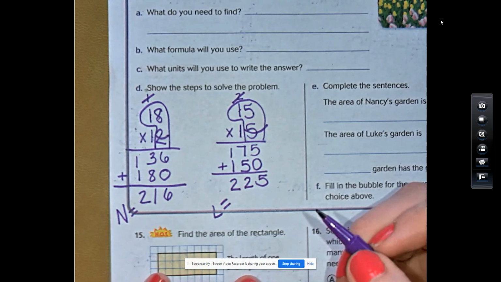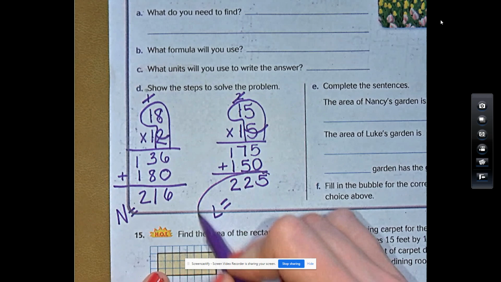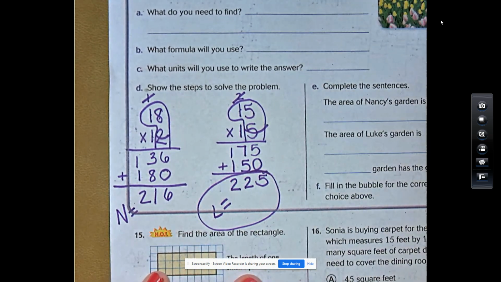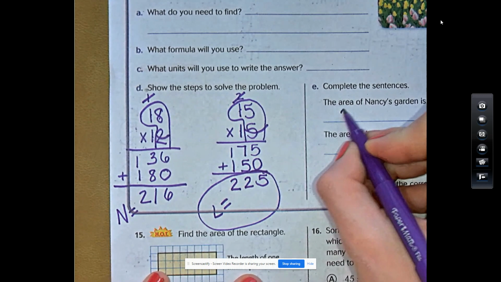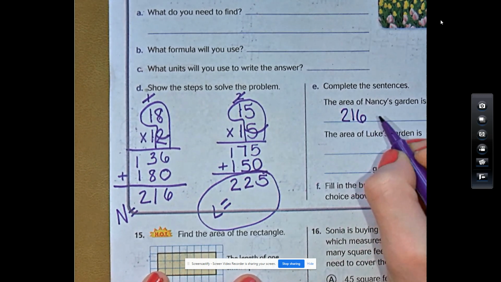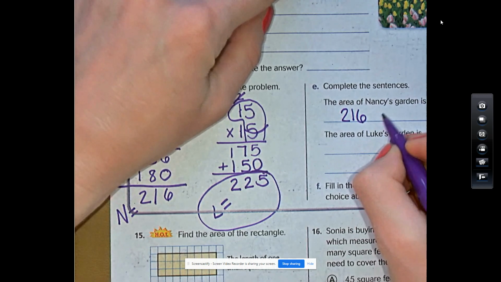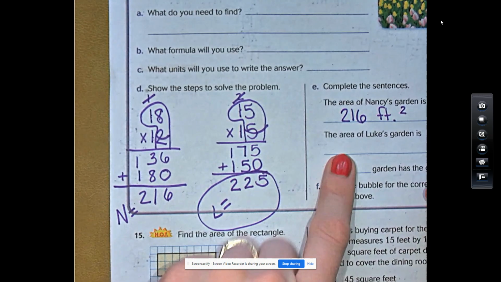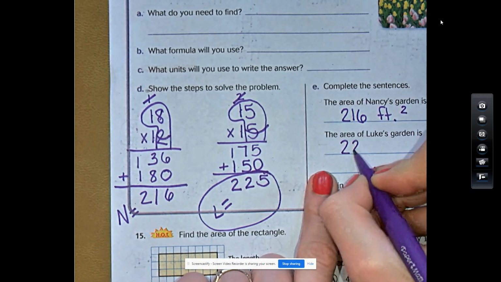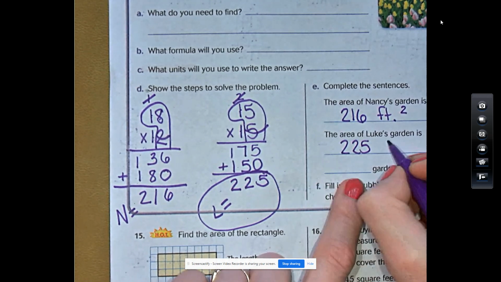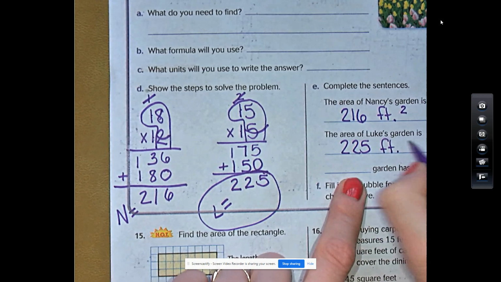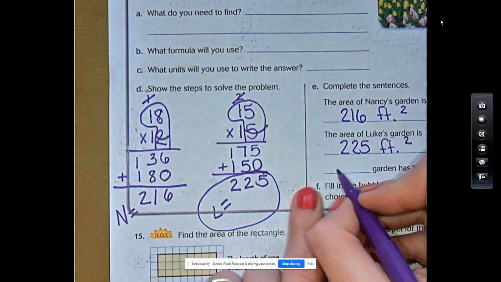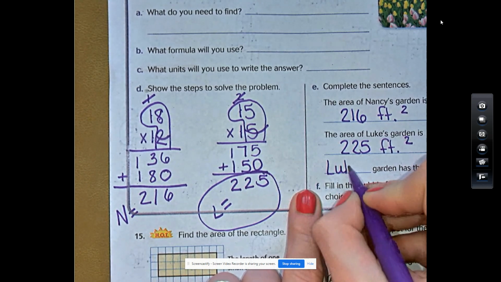Okay, Luke's is the bigger one, right? 225 is more than 216. The area of Nancy's garden is 216. What's the unit? Feet squared. The area of Luke's garden is 225. Is it feet still? Yep, should be. Feet squared. Blank's garden has the greater area. That would be Luke's garden has the greater area.